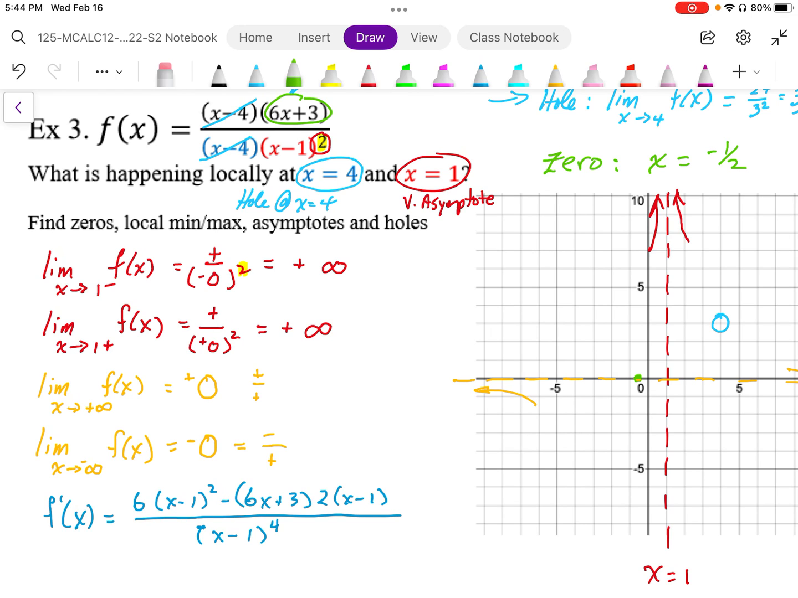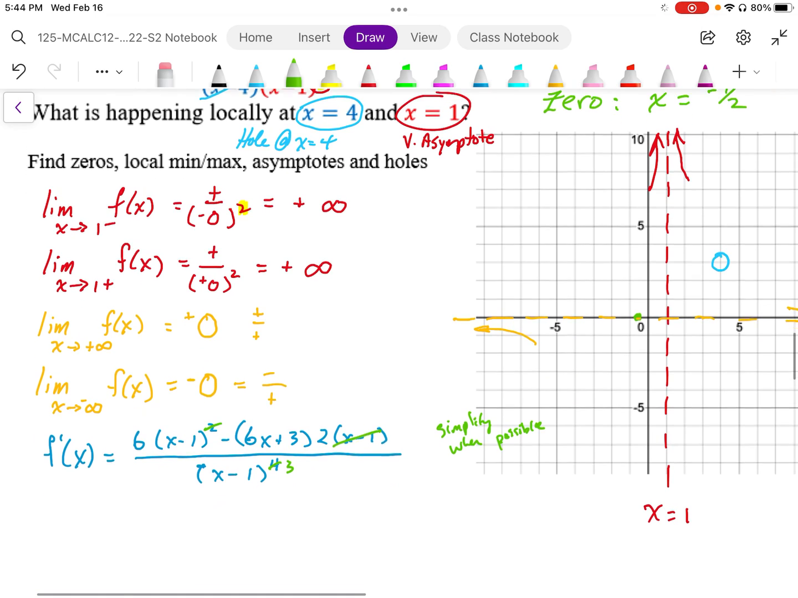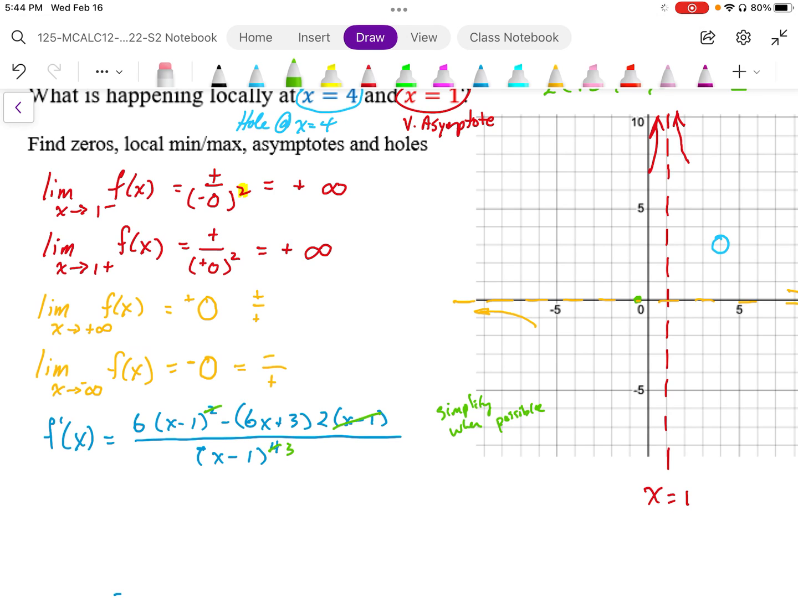Now I'm going to make a note here. We should simplify when possible. Because if we do that, we have a common factor of x minus 1 here, here, and here. When we do that, we make the algebra much easier and simpler. We don't have an extra x minus 1 factor to work with. So once I've done that, I'm going to expand out this bracket.